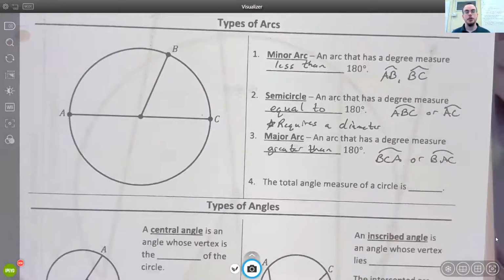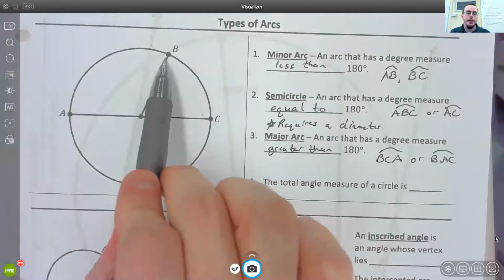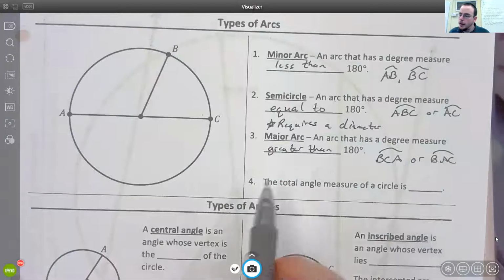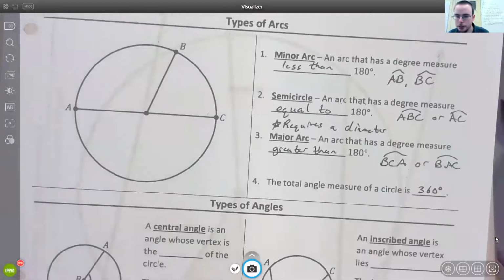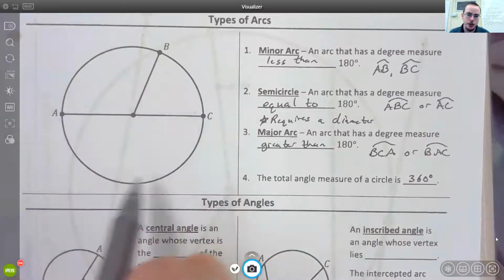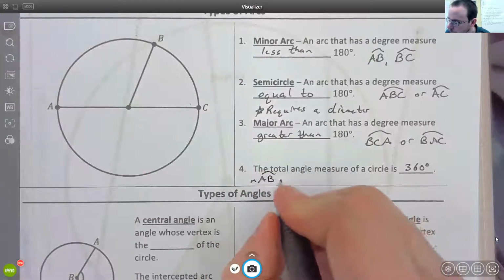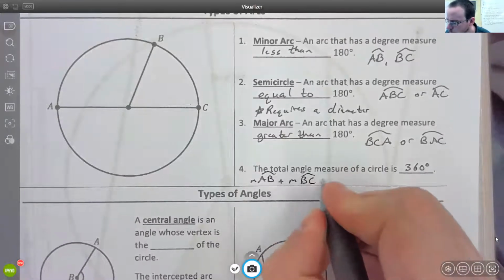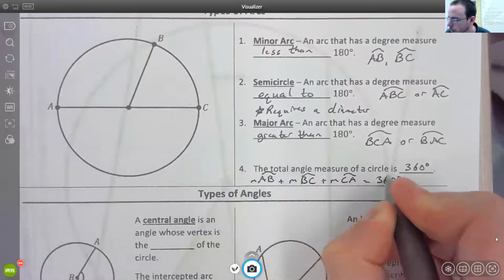Now I will point out that sometimes in problems you might have a point here that's point D and it might ask for BDC, and so you just have to be careful with that. Okay. The total angle measure of a circle is always 360 degrees. Just remember that. That goes for the arcs. So that means if you added the measure of arc AB plus the measure of arc BC plus the measure of arc CA, that would be equal to 360 degrees.